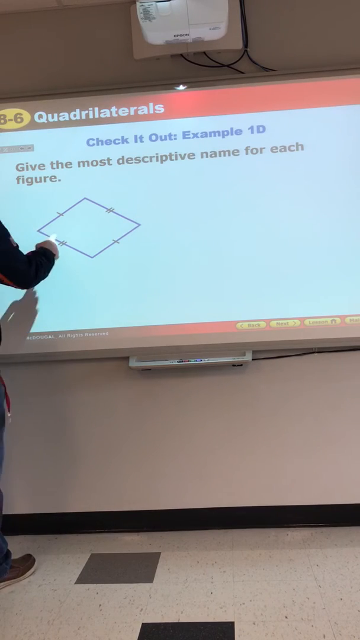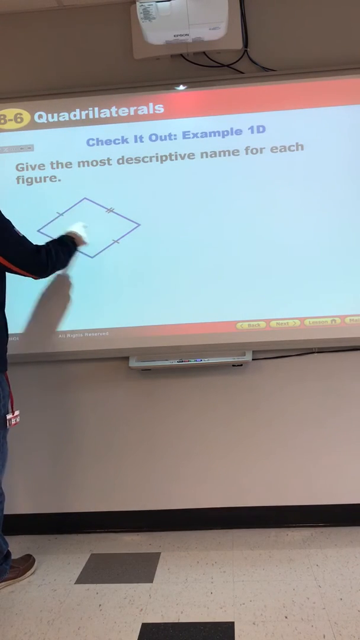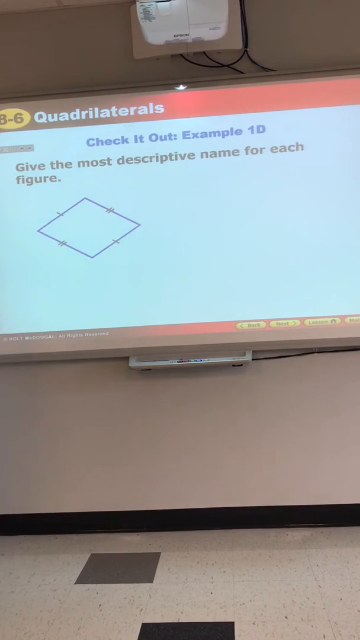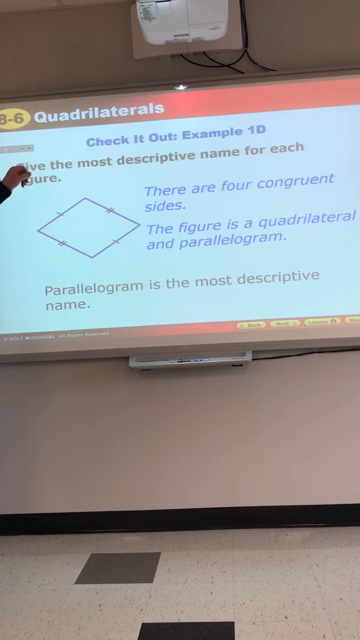Here, we have 2 sides that are congruent, 2 other sides that are congruent, no 90s. So it can't be a rectangle. But what was that other name? That parallelogram. 2 parallel sides that are congruent, but no 90s.